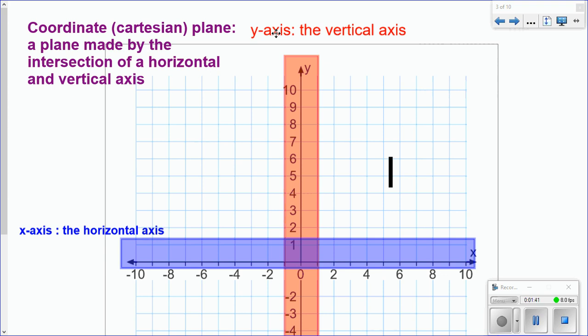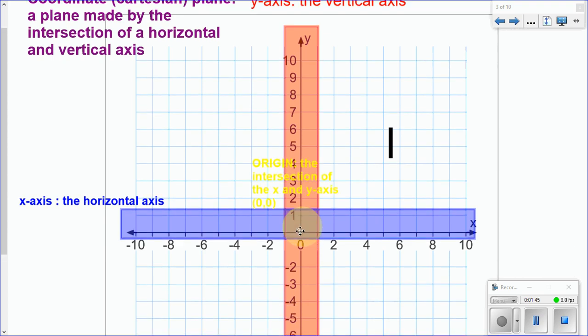The next part is the origin. Let me see if I can find where I put it. There it is. The origin, right in the middle, which is your 4th blank on your graph, is the intersection of the x and y axes. And it's the ordered pair (0, 0).